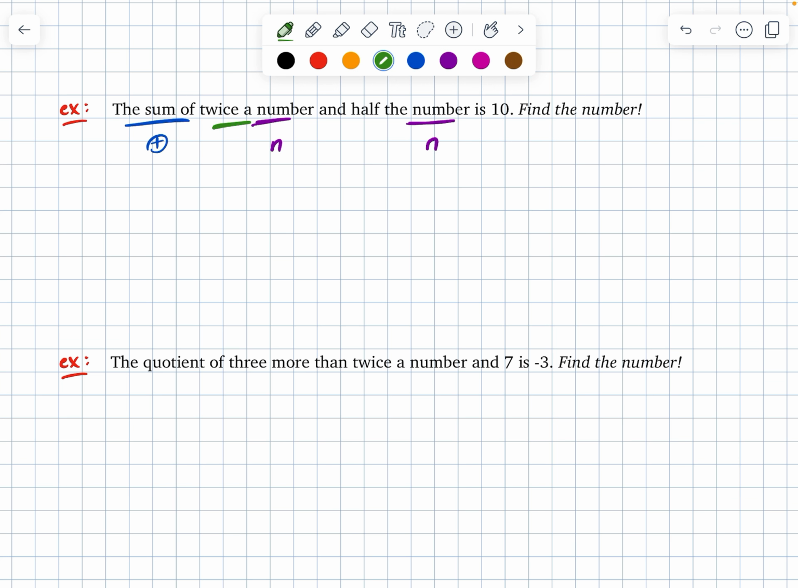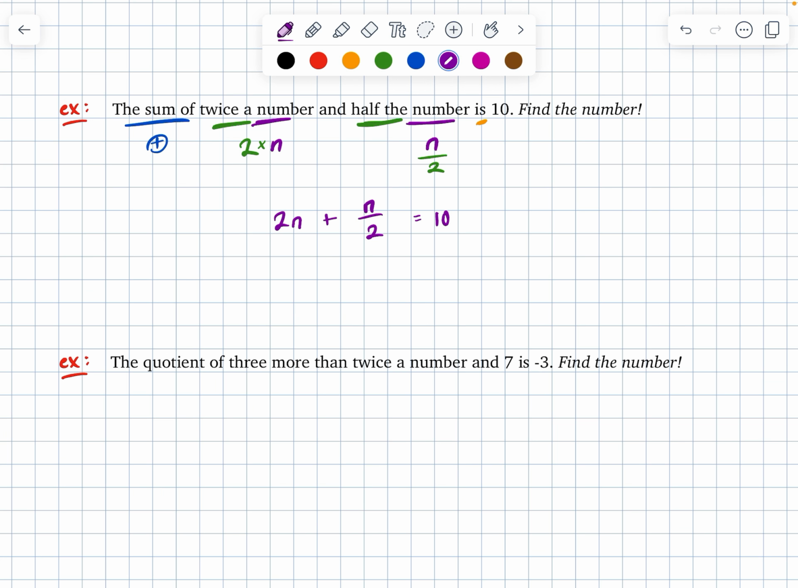Twice a number. Well, if I'm twicing something, hopefully you should know that means I'm making it a K-pop group. No, I'm multiplying it by 2. And half the number, well, that's dividing by 2. And then I know if I sum them together, so 2 times n, a simpler way to write that is 2n. If I add that to half the number, so n divided by 2, that is 10. So in other words, that sum equals 10.